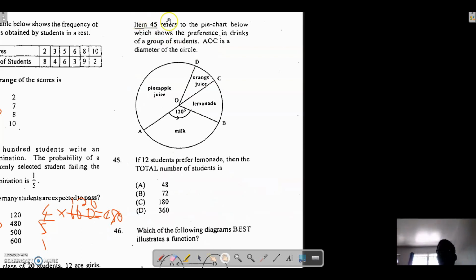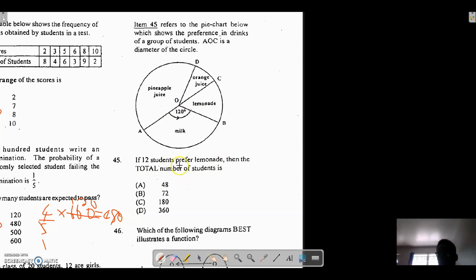Alright, item 45 refers to the pie chart below, which shows the preference in drinks of a group of students. AOC is the diameter of the circle, so you have AOC. Alright, now one thing we know about the diameter is that it's a straight line going across the center of the circle, which means that it makes this angle right here equal to 180, which is half of a revolution, which is 360. And it says if 12 students prefer lemonade, then the total number of students is. So let's work this out.